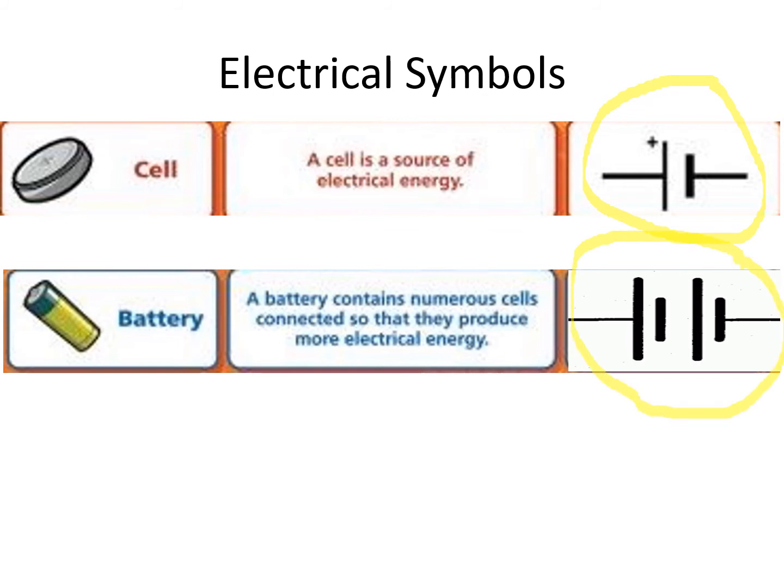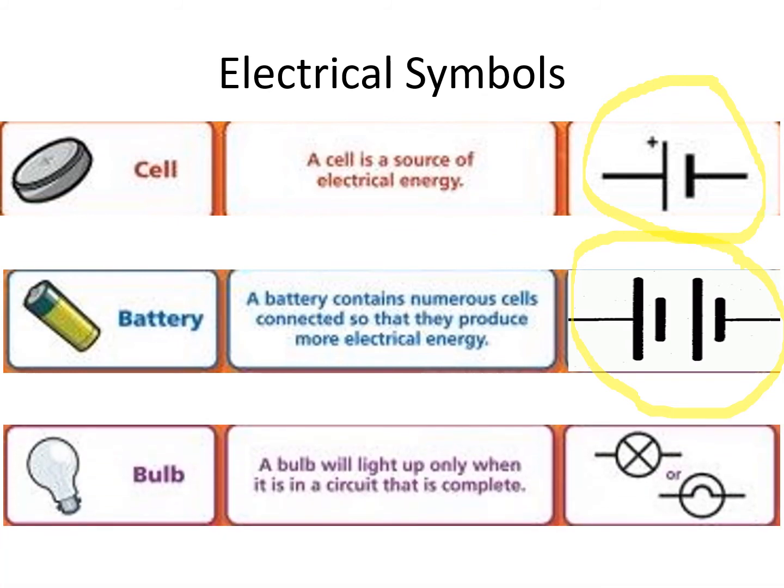Observe that a cell has only 2 horizontal lines with 1 vertical line longer than the other. The longer vertical line represents the positive terminal of the dry cell, and the shorter vertical line represents the negative terminal. Since you have 2 or more cells in a battery, you have more vertical lines connected to the horizontal lines. Bulb. A bulb will light up only when it is in a circuit that is complete.